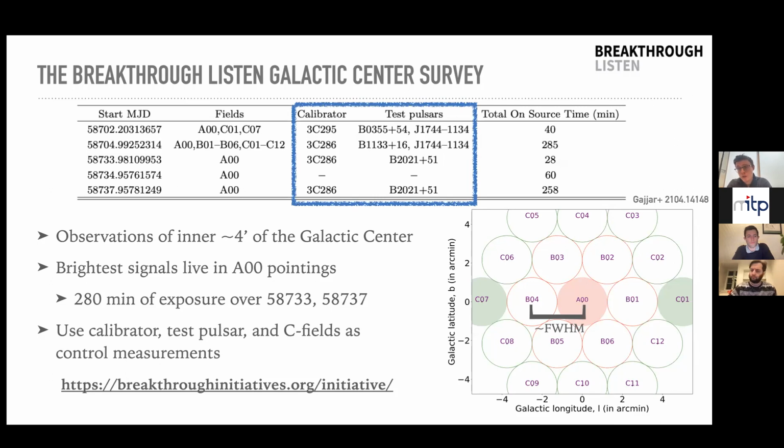As part of this observing campaign, they measured some standard radio flux density calibrators. So 3C295 and 3C286 are the benchmark calibrators that have very well characterized flux density spectra. They also measured the radio emission at a few different test pulsars. And then we were going to use these measurements, again, as additional controls.